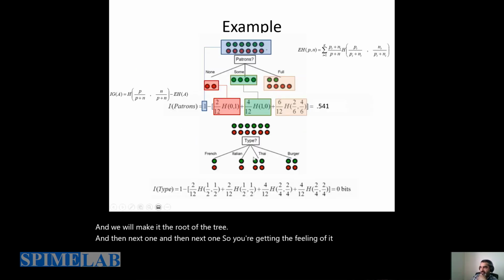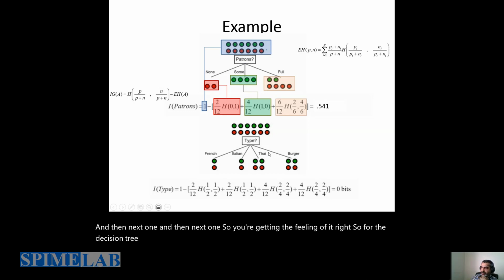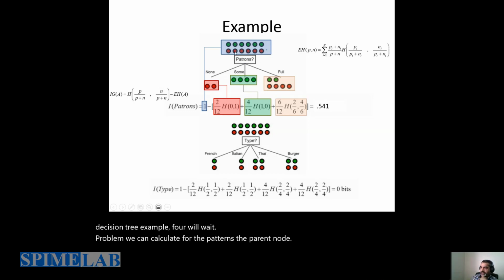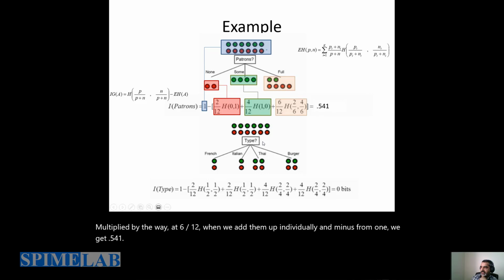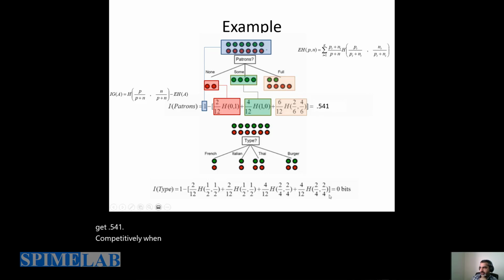So for the decision tree example for the wait problem, we can calculate for the patterns attribute: the parent node entropy is 1. The expected entropy for the none, some, and full child nodes is like this. So 2 over 6 and 4 over 6, the entropy multiplied by the weight 6 over 12. When we add them up individually and subtract from 1, we get 0.541. Comparatively, when we use the type attribute, we get 0 information gain.